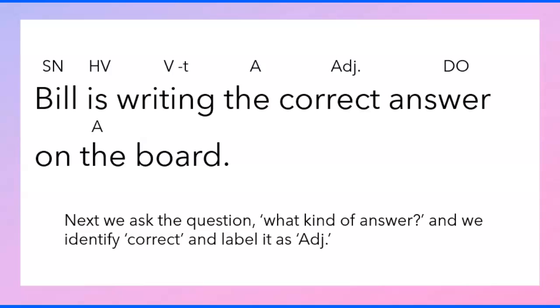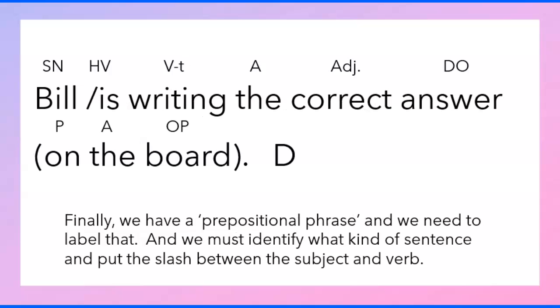And then finally, we have to deal with on the board. And so Bill is writing the correct answer. On the board is a prepositional phrase. So put your smiley faces on either side. And then you're going to have P on top of on, because we know that every prepositional phrase begins with a preposition. And we've already put the article. And then here we're going to put OP because we know that every prepositional phrase ends with an object of the preposition.